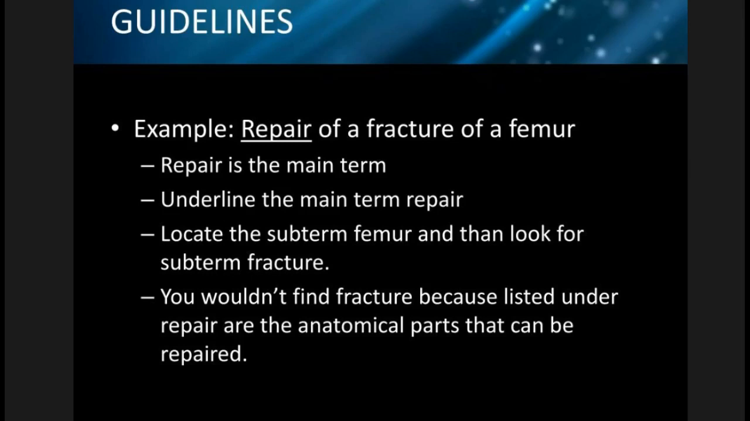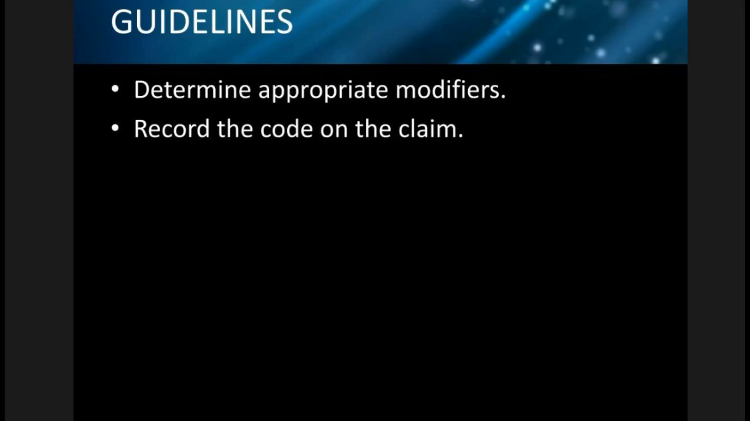Repair is the main term. Underline the main term repair. Locate the subterm femur and then look for your subterm fracture. You wouldn't find fracture because listed under repair are the anatomical parts that can be repaired. Determine appropriate modifiers and then record the code on the claim. That is the end of your introduction to CPT.